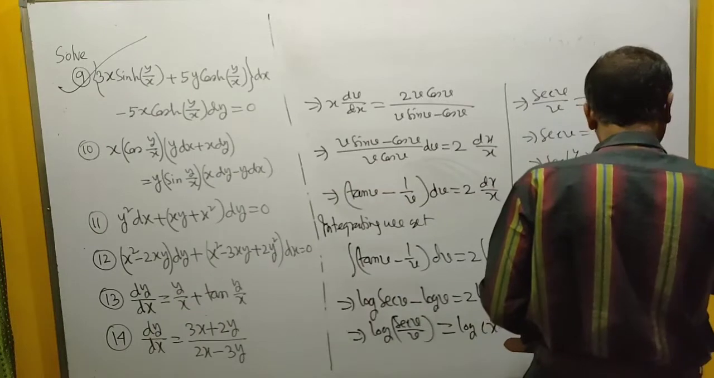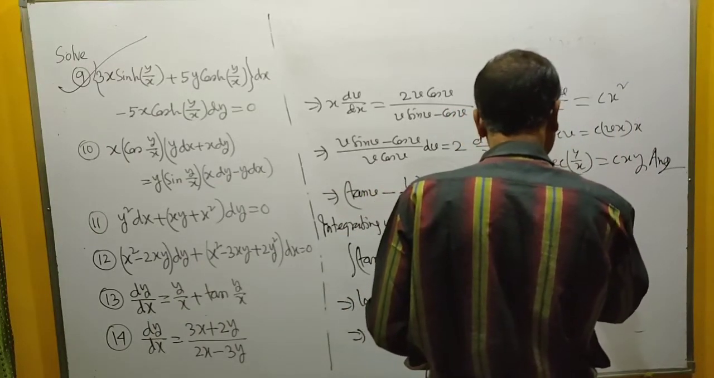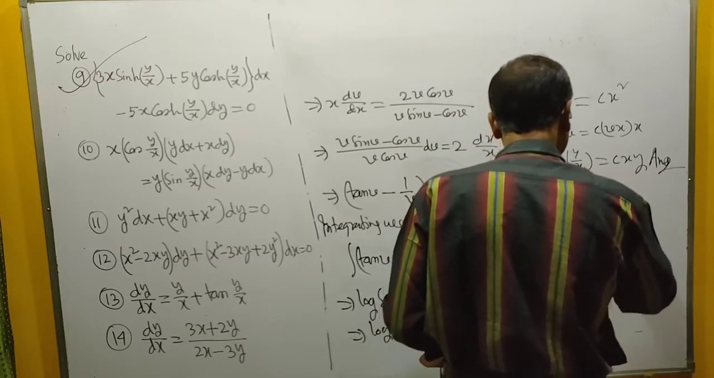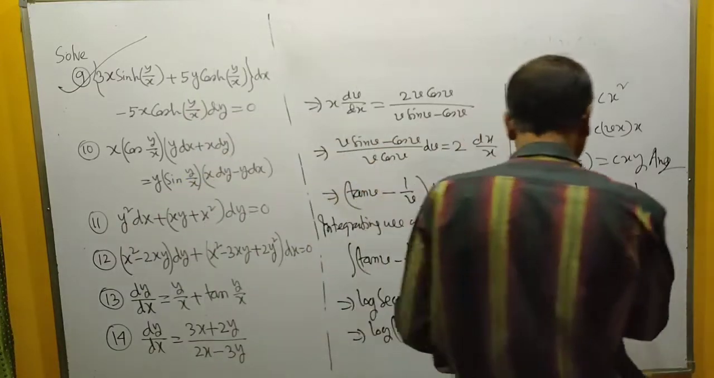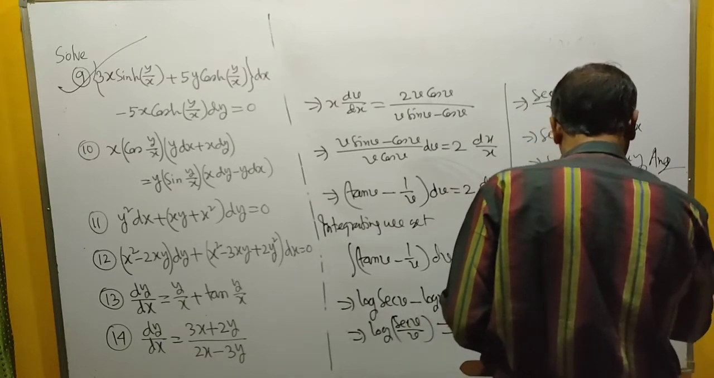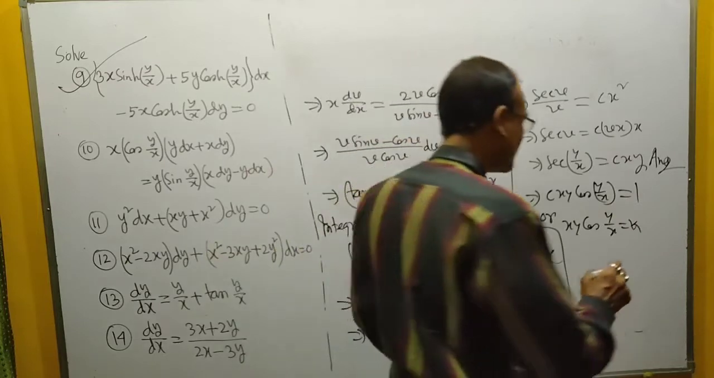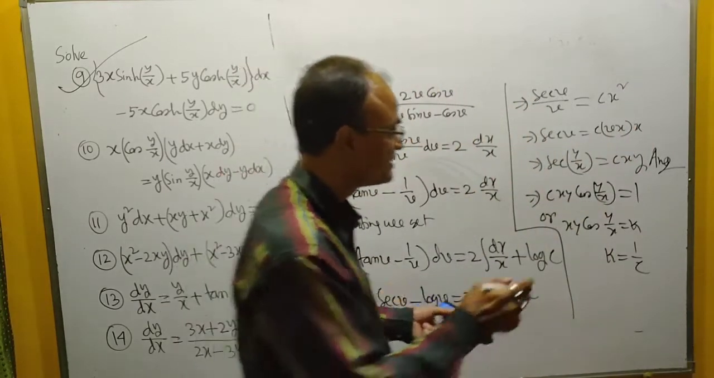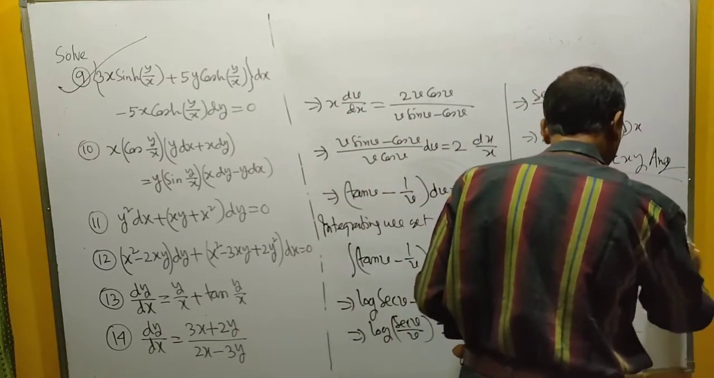Sec y by x equal to c into xy. This is the answer. This is the solution of the differential equation. Or you may write c into xy cos y by x equal to 1. Or you may write xy cos y by x equal to k, where k is equal to 1 by c. This is also an answer.